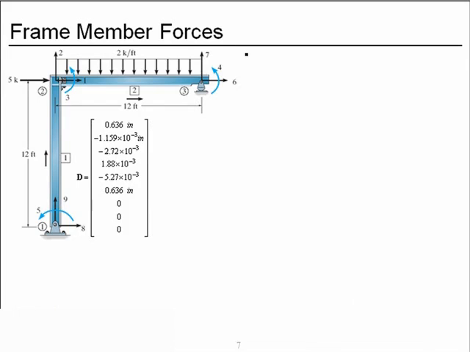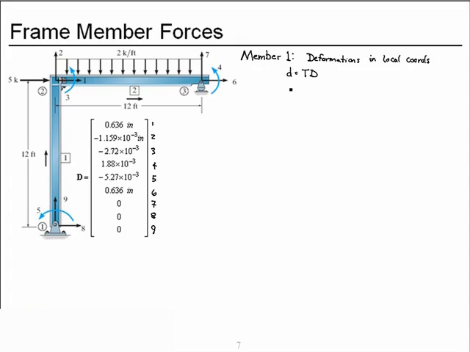Let's start with member 1. We need to begin by finding the deformations in local coordinates. We're going to do that by transforming the deformations from global coordinates. Remember, these are in increasing degree of freedom sequence. These will not be.